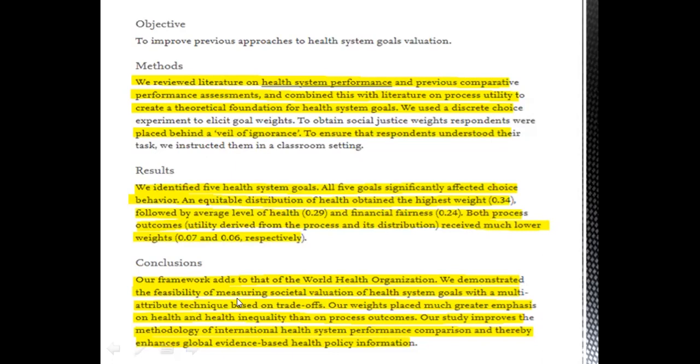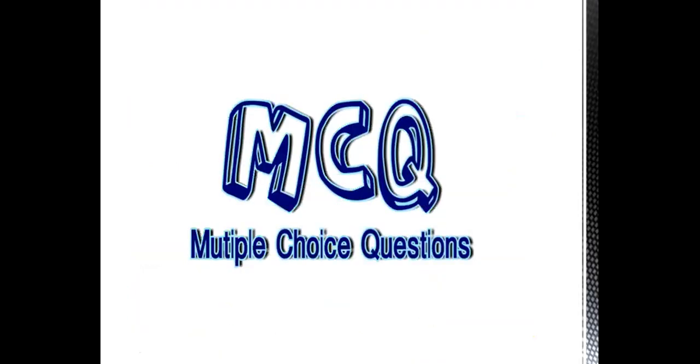We demonstrated the feasibility of merging societal valuation of health system goals with a multi-attribute technique based on trade-offs. Weights place much greater emphasis on health and health inequality than on process outputs. This study improves the methodology of international health system performance comparison and thereby enhances global evidence-based health policy information.